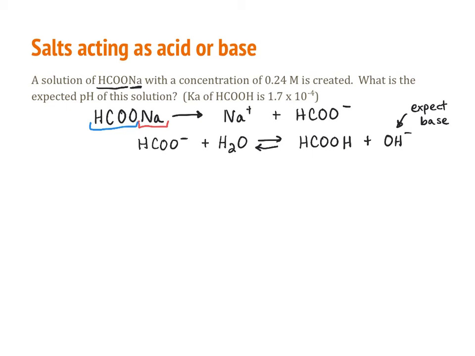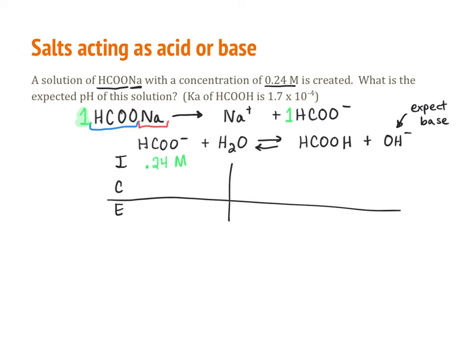So it says a solution that had a concentration of 0.24 molar. Well, let's just take it through and double check the stoichiometry. For every 1 mole of the salt, we get 1 mole of HCOO minus. Therefore, the concentration of the salt and the initial concentration of the anion are both going to be the same. So it'll be 0.24 molar. So I'm going to use an ICE table here. Not worried about the water because it's a liquid.